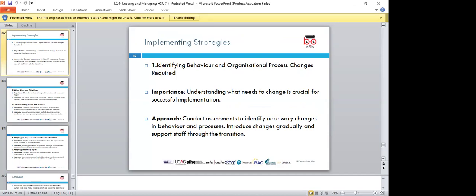Identifying behavior and organizational process changes required. The importance will be that understanding what needs to change is crucial for successful implementation. How? By conducting assessments to identify necessary changes in behavior and processes, and to introduce changes gradually and support staff through the transition. This we can talk about as change management. Once you identify those changes, you ensure that you don't just push the changes on them, but you take them through step by step, managing those moments of change.